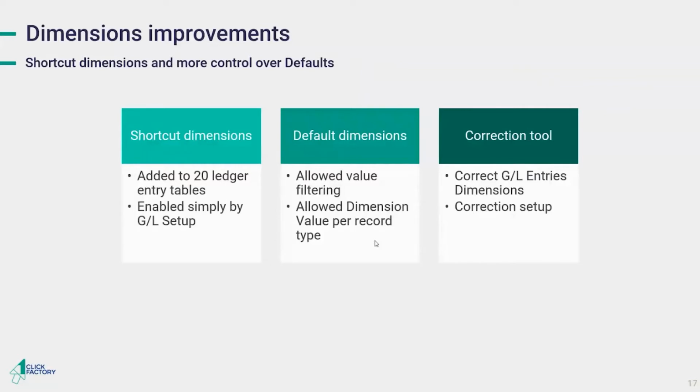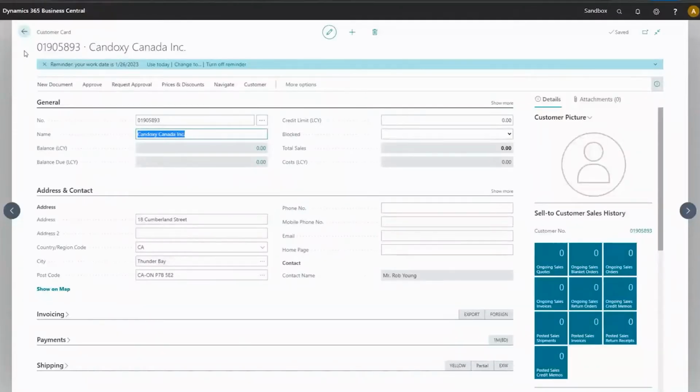Also, we finally have a dimension correction tool that's pretty universal, but has one downside: it currently only works with GL entries. But it's working, and working in a very good way, I would say.